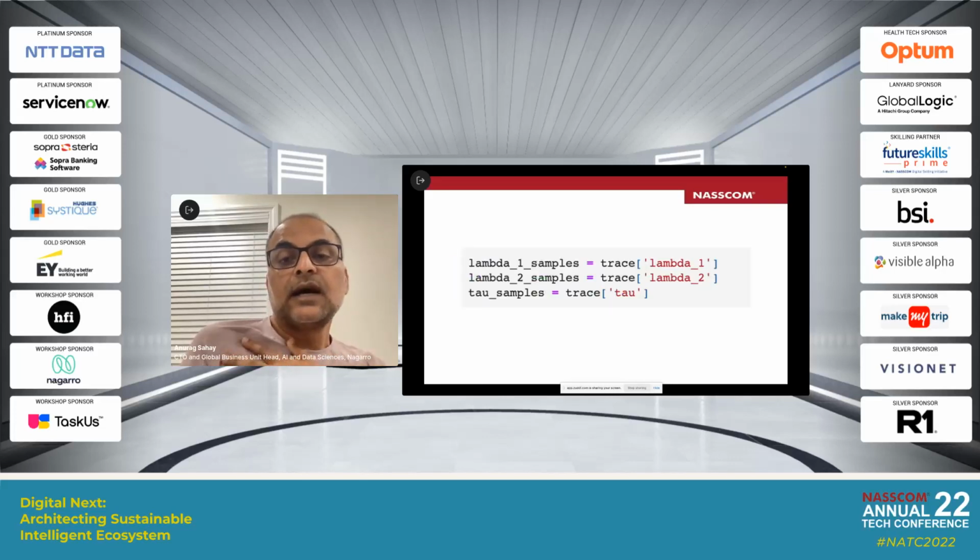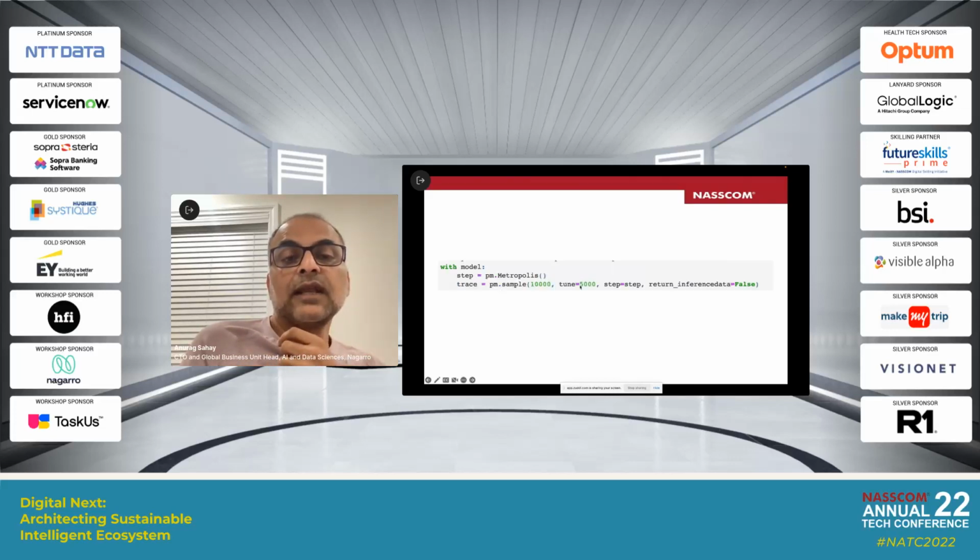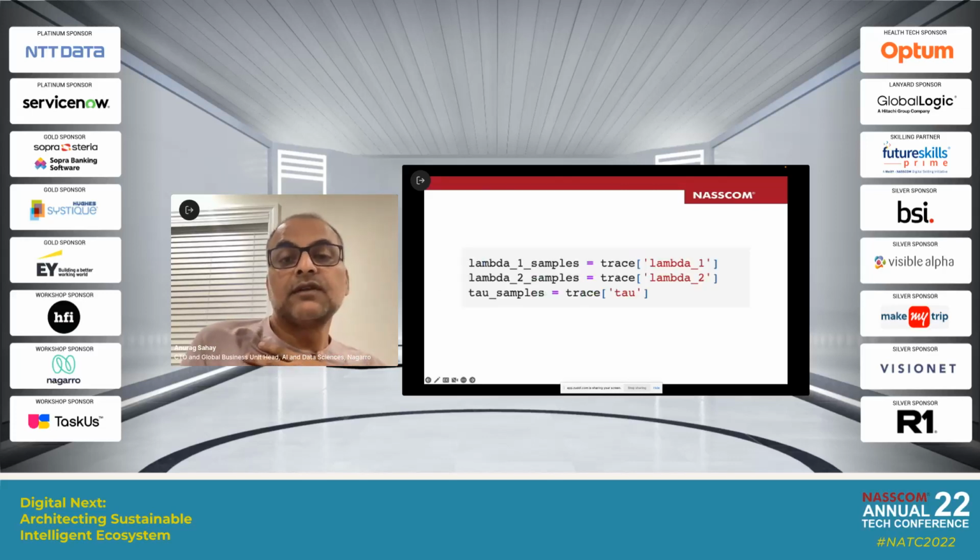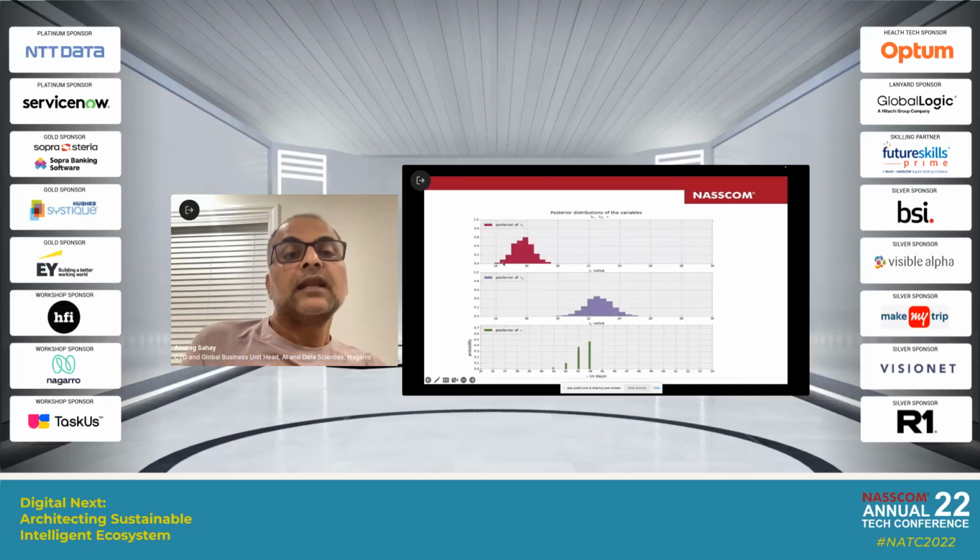Based on that, whatever samples the trace can calculate, because there are three different things being computed, it comes back with three different sets of samples. I index the dictionaries and get the samples for lambda 1, lambda 2, and tau, and then I plot them. And here is what the plot looks like. It draws a histogram. It says that there is a mean value for lambda 1, which is close to something like 18, and the mean value of lambda 2, which is close to maybe around 22.5 or something.